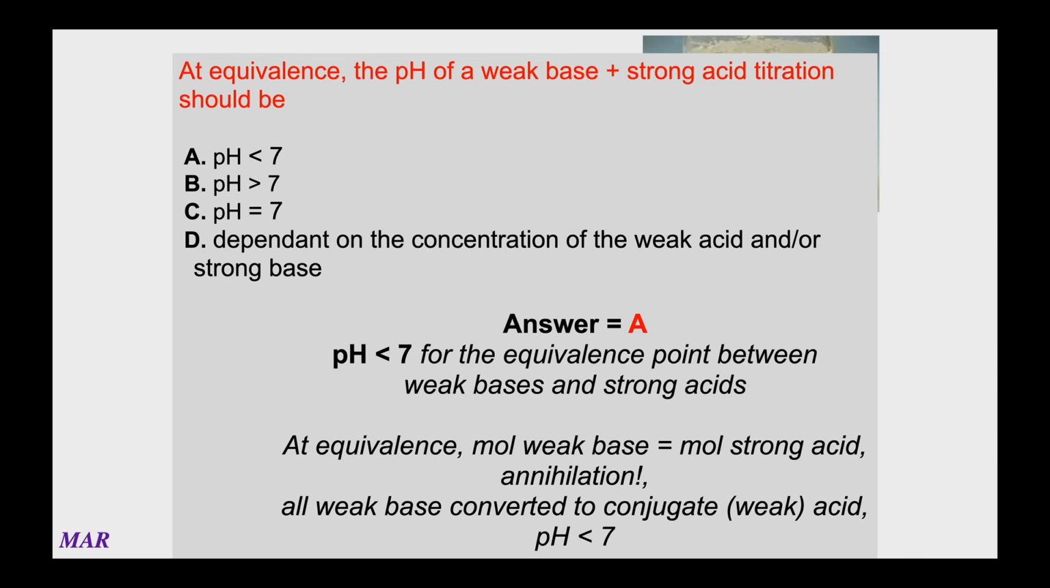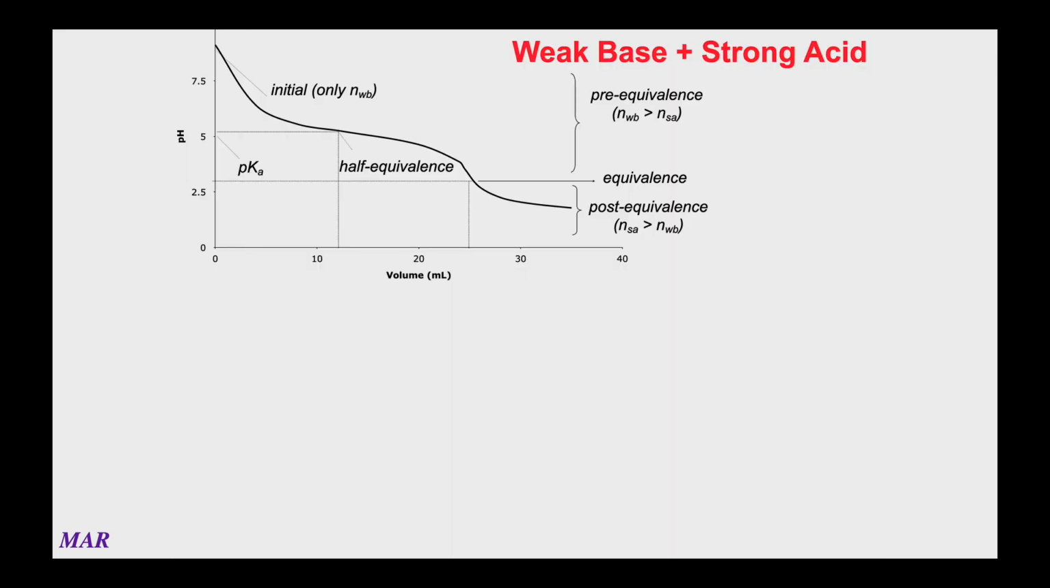The acidic properties of equivalence in a weak base plus strong acid titration come from the conjugate acid of the weak base. It's not from the strong acid, it's from the conjugate acid of the weak base. It won't be super acidic, but it will be more acidic than you might think. It won't be equal to 7. If you have a pH of 7, that's only for strong acid and strong base titrations. So like before, there's all these different equations for the different regions.